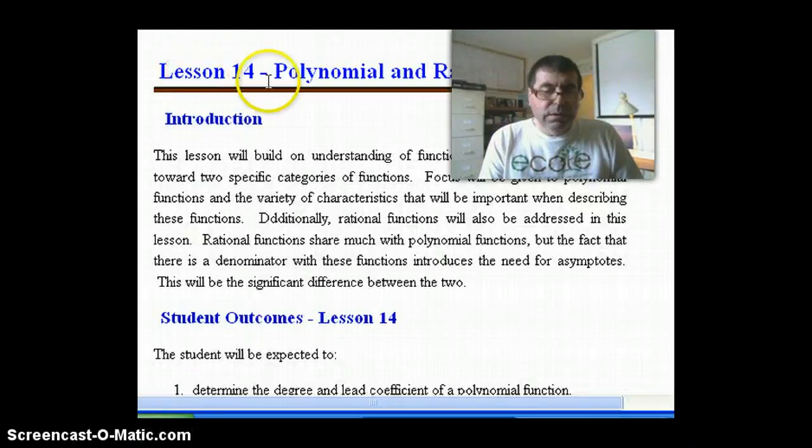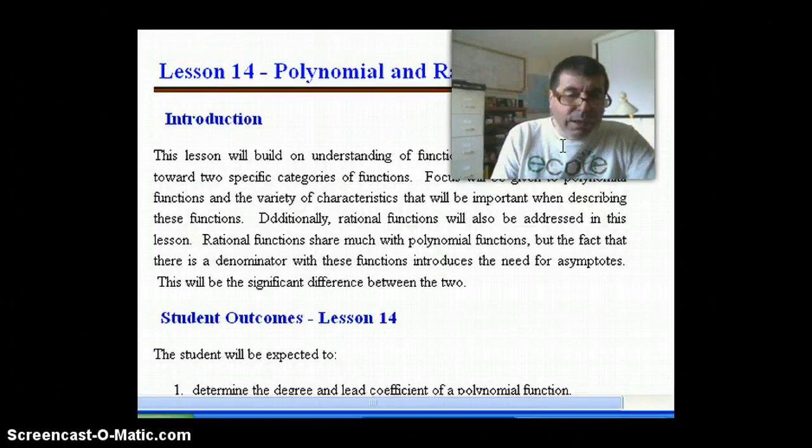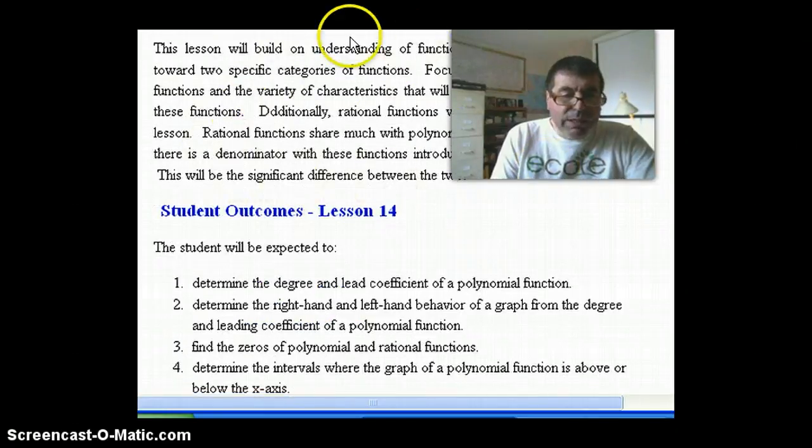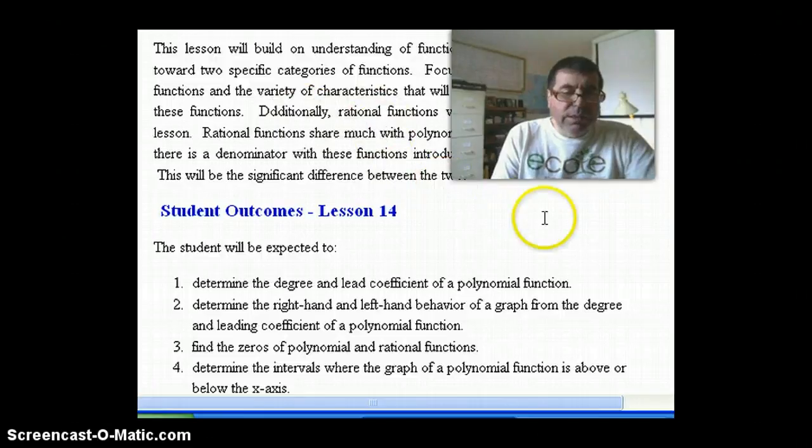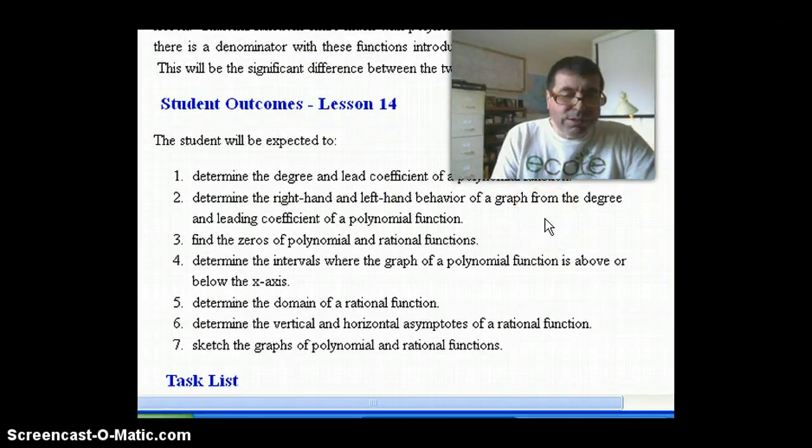Okay, so here we're looking at the title, Polynomial and Rational Functions. This is actually a very good reading of this. Okay, sorry about that typo. We're trying to fix that. But very good, very easy to follow. Here are your expectations. So this is the gist here.